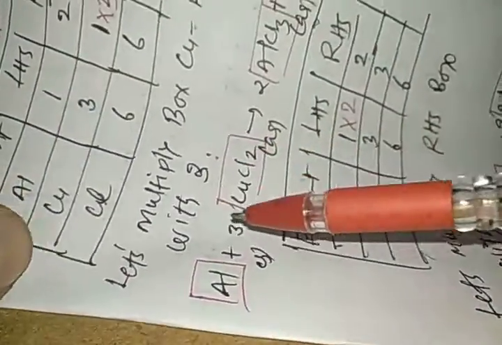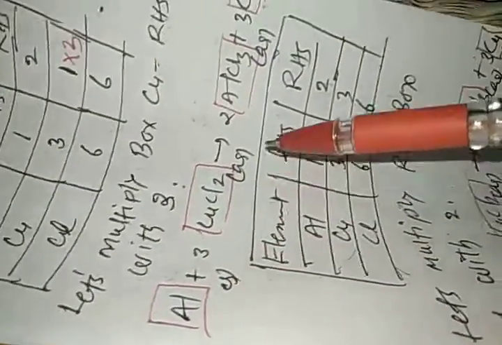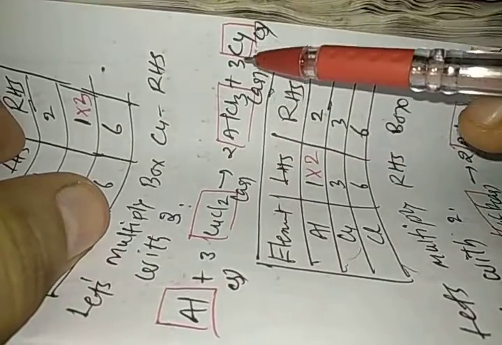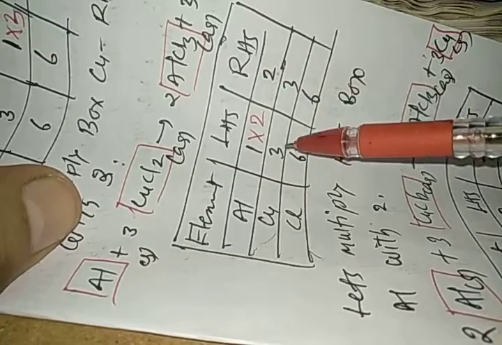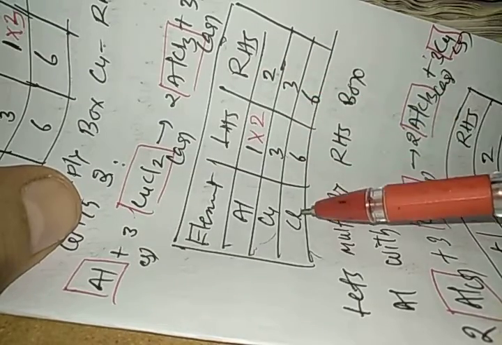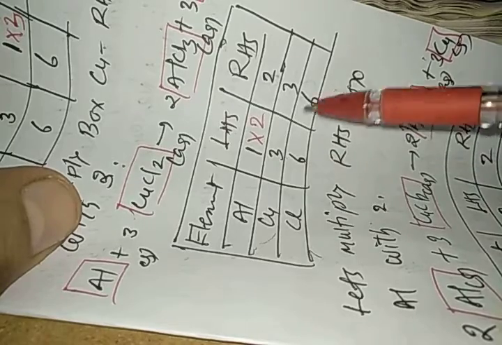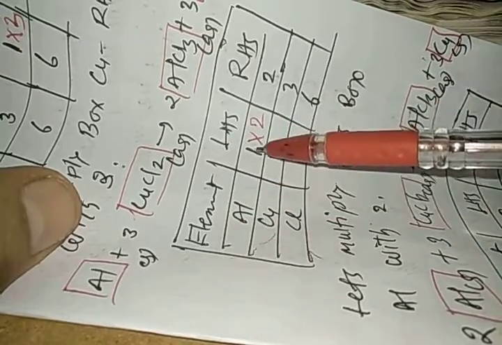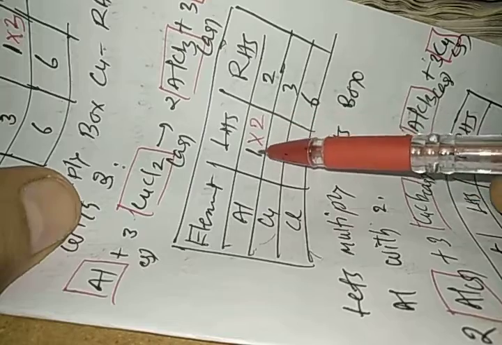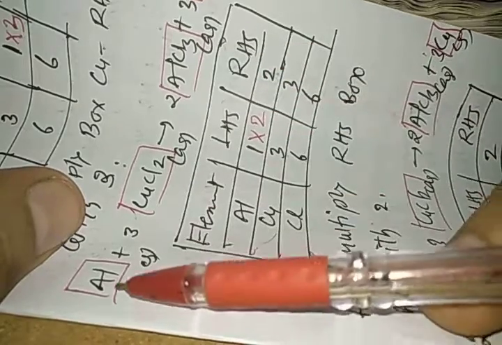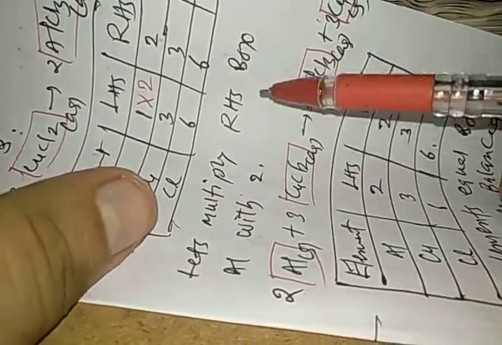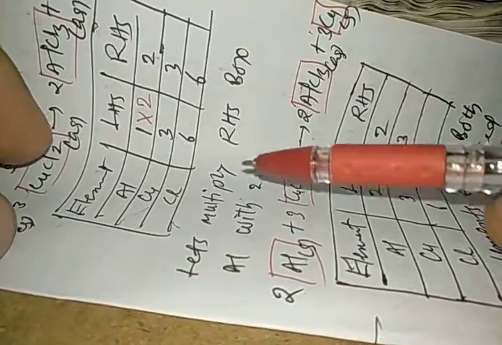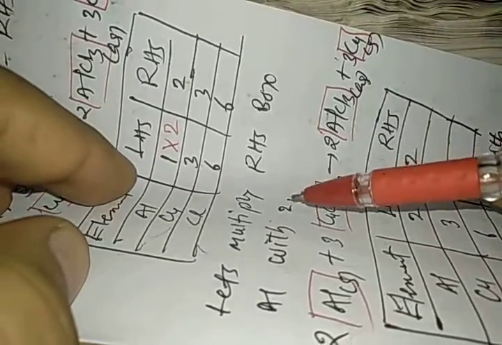So we can write the next equation. Aluminum plus 3 CuCl2, that gives 2 AlCl3 plus 3 Cu. Now what we can see, aluminum left hand side 1 and RHS 2, copper LHS 3 RHS 3, Cl LHS 6 RHS 6. Now it's just a matter of aluminum which is not balanced. Left hand side it is 1 and right hand side it is 2. So this box of aluminum has to be multiplied with 2.